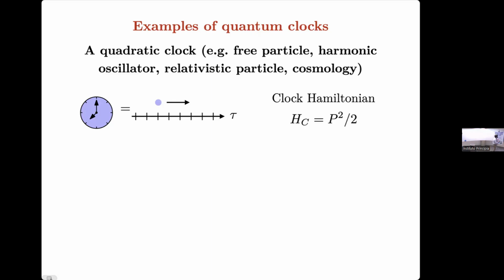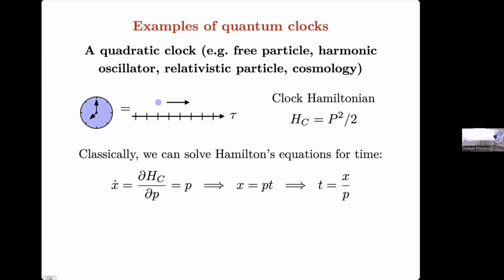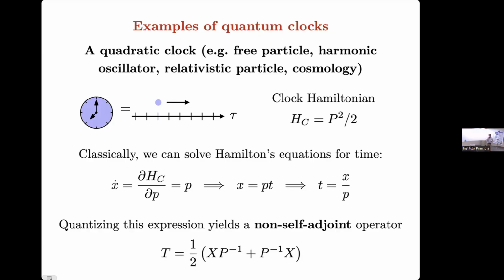You can't find a self-adjoint time operator, but you can construct a covariant POVM. Maybe just quickly, what you might do classically is say, okay, here's Hamilton's equations. I want to find the position of the particle, so I use Hamilton's equations, solve this equation, and then I can solve for t as x over p, right? Then I can try to quantize that operator, and I get something that looks like this. This operator does satisfy the correct canonical commutation relations. However, it's not self-adjoint.